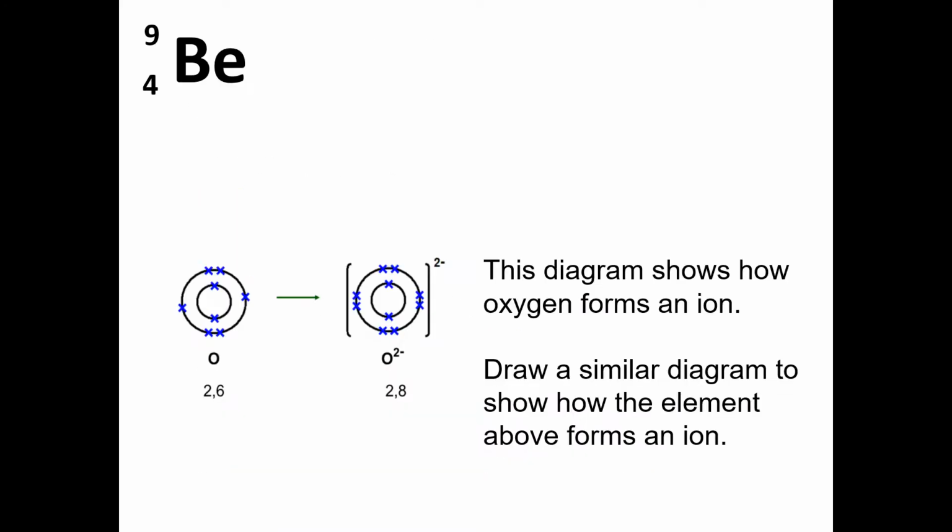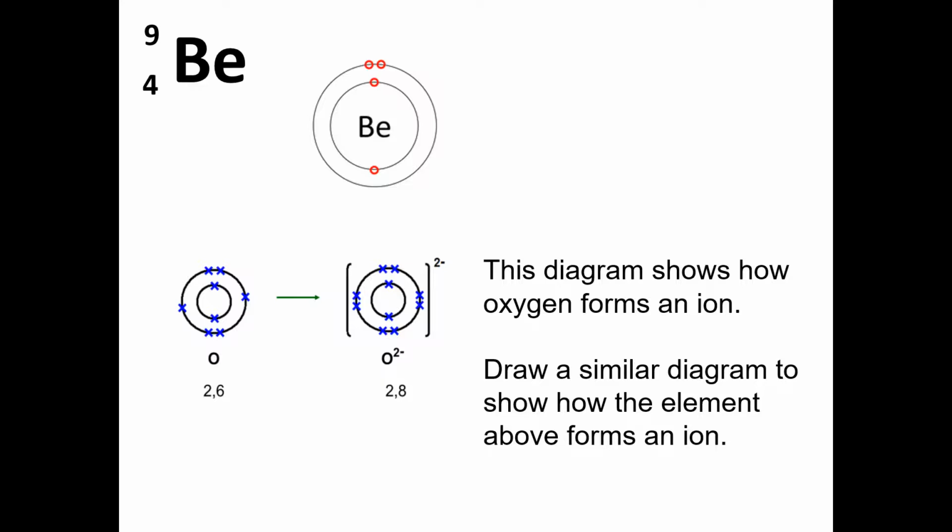So I gave you a symbol for oxygen and how that forms an ion. Let's do the similar thing for beryllium. So we start with a picture, a diagram of the atom. Now you may have drawn crosses. You may have drawn circles, doesn't matter. You may have drawn those circles or crosses in slightly different positions. Again, that doesn't matter. The principle here is for the atom, there are 2 in the first shell and 2 electrons in the second shell.